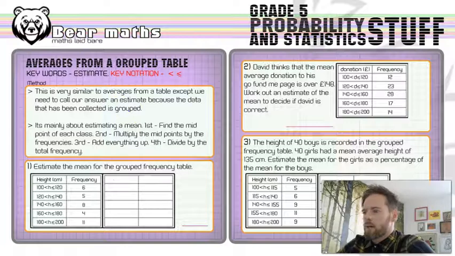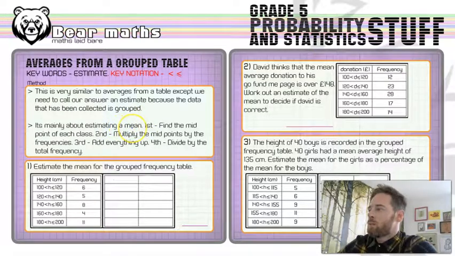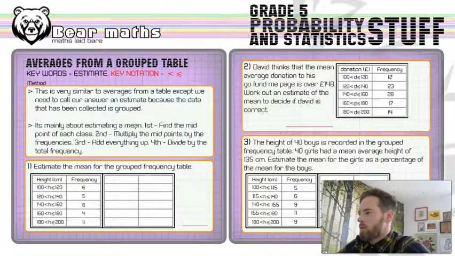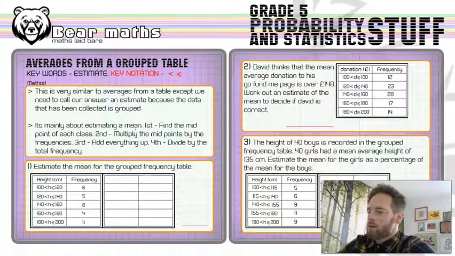Alright, I'll explain a little bit more when I get into the questions. It's mainly about estimating the mean, and the way that we do this is we find the midpoint of each class in the first step. The second step is to multiply the midpoints by the frequencies. The third step is to add everything up, and then the fourth step is to divide by the total frequency, which I will do in each one of these questions.